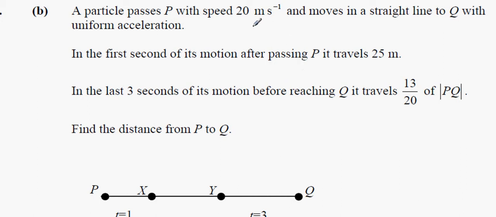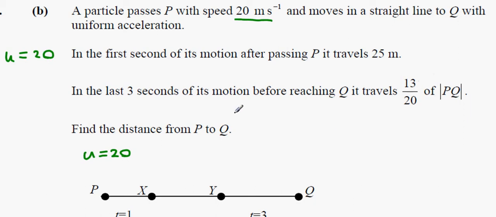So a particle passes P with speed U, or speed 20 meters per second. So u equals 20. And it moves in a straight line to Q with uniform acceleration. That's grand. So u equals 20. A, we don't know. In the last 3 seconds of its motion before reaching Q, it travels 13/20ths of PQ.